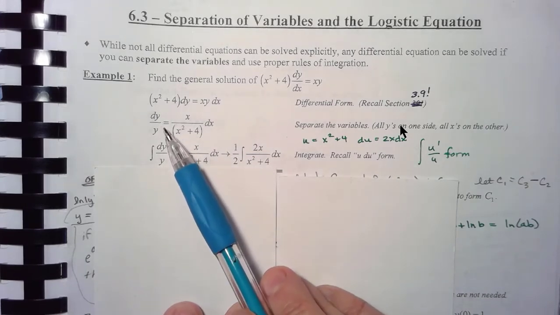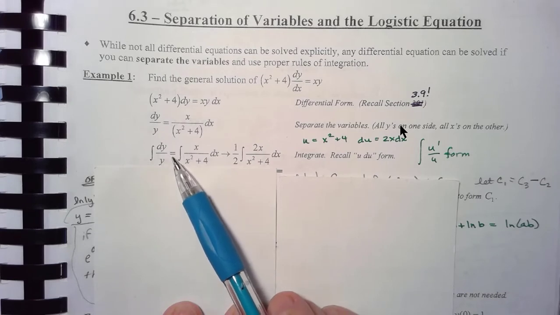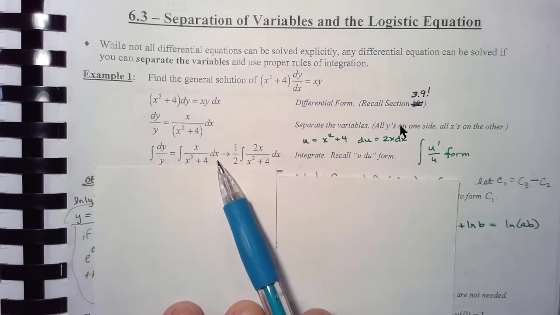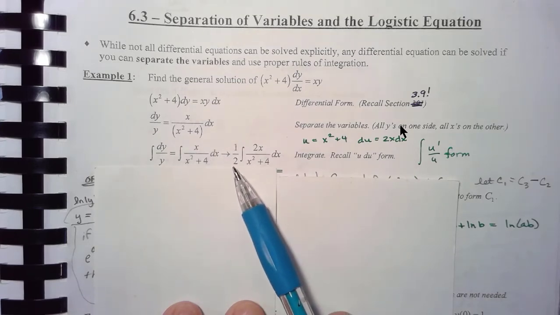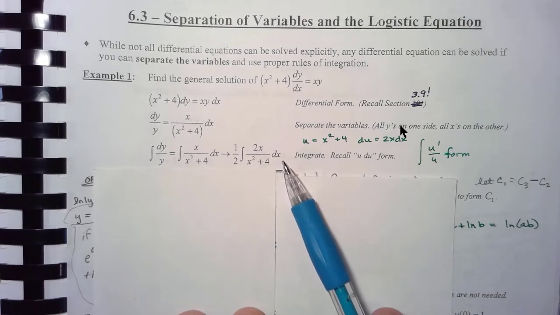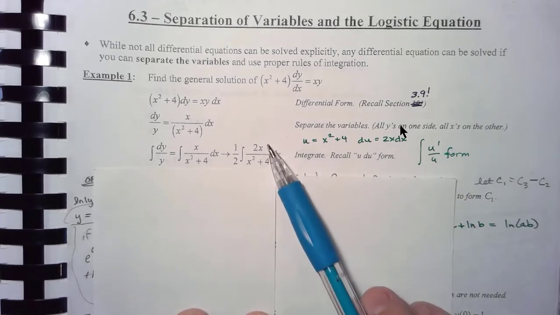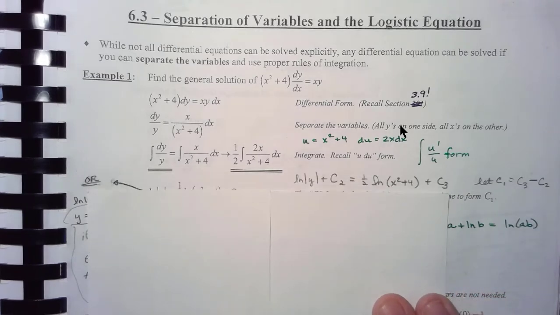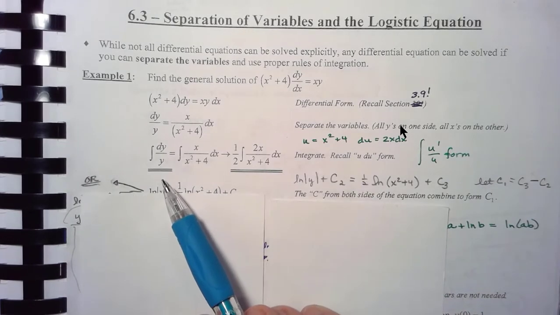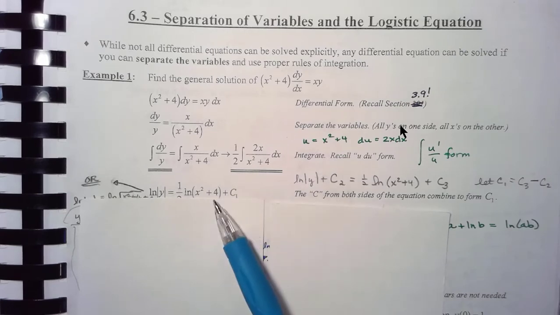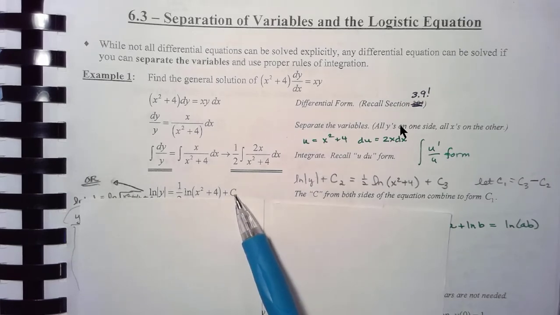So the antiderivative of dy over y equals the antiderivative of x over x squared plus 4 dx. Modifying this side gives us 1/2 the integral of 2x over x squared plus 4 dx. Notice that is u prime over u form, which we know integrates to the natural log of the absolute value of u. And so what we get is the natural log of the absolute value of y equals 1/2 natural log of x squared plus 4 plus some constant c1.